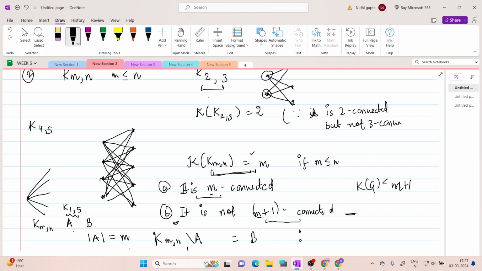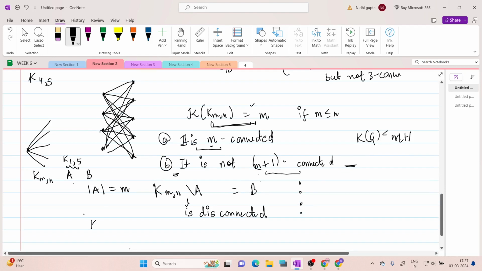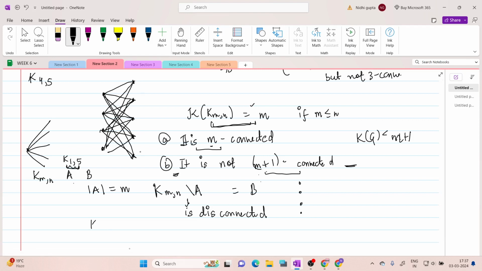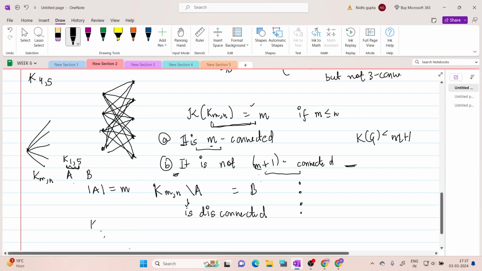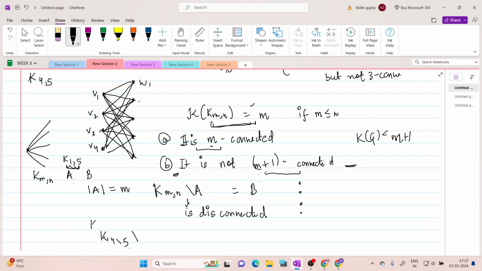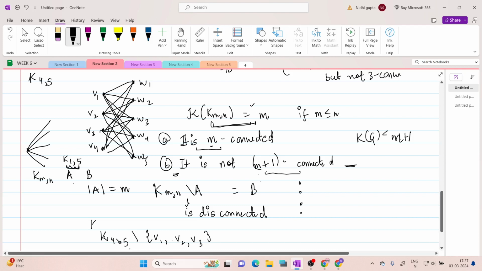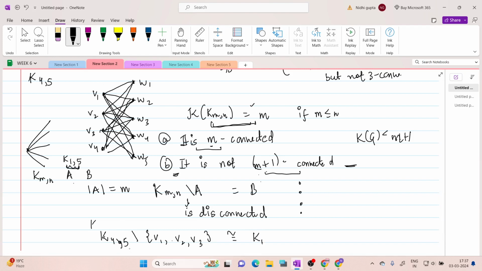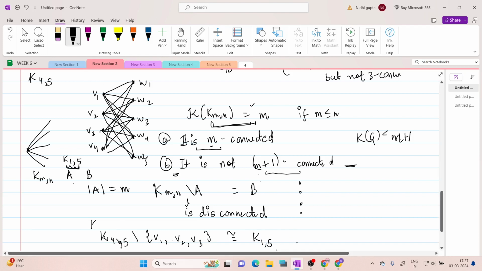So if we are removing three vertices from A, then we are getting a connected graph. Similarly, if you remove any three vertices from B, then also, in K45, say these are V1, V2, V3, V4, and this is W1, W2, W3, W4, W5. If I am removing three vertices from A, then the resultant graph, what is this graph? This is K15, which is connected.